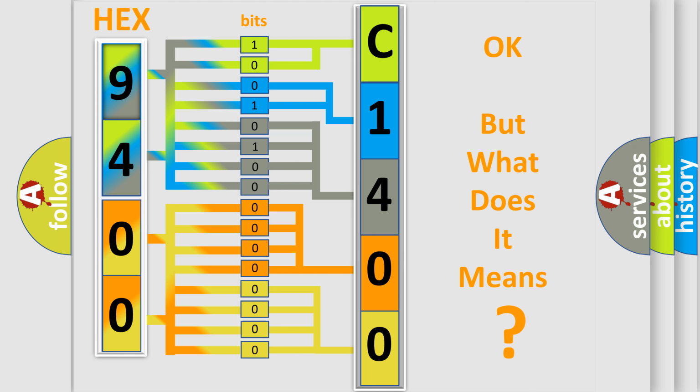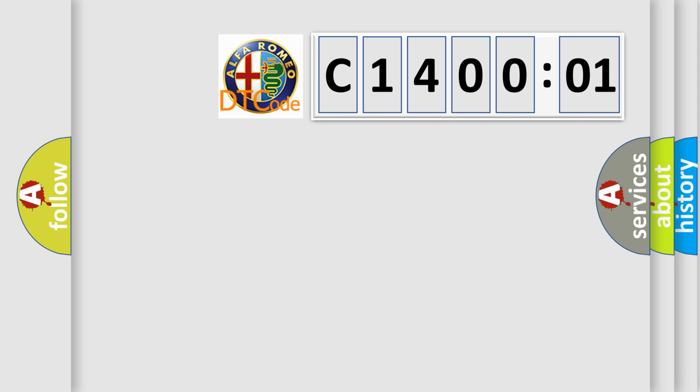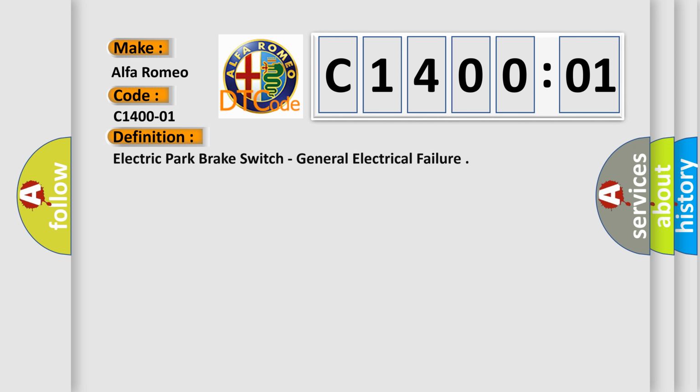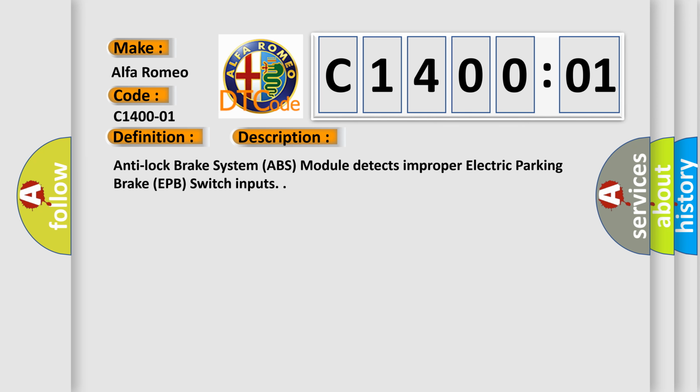The number itself does not make sense to us if we cannot assign information to what it actually expresses. So, what does the Diagnostic Trouble Code C1400-01 interpret specifically for Alfa-Romeo car manufacturers? The basic definition is electric park brake switch, general electrical failure. And now this is a short description of this DTC code: the anti-lock brake system ABS module detects improper electric parking brake EPB switch inputs.